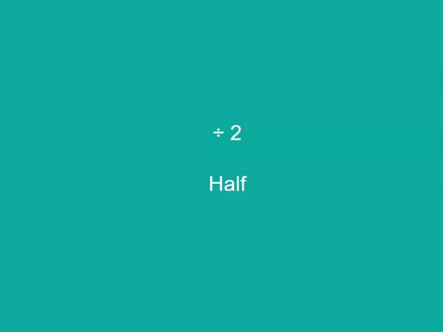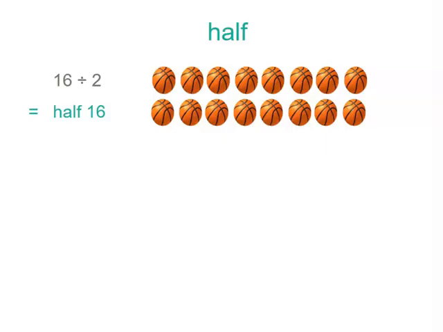Well, when we double, we're doing the same as multiplying by 2, but when we're dividing by 2, we're making our number smaller. That's the same as half. 16 divided by 2 is half of 16. Half of 16 is 8.